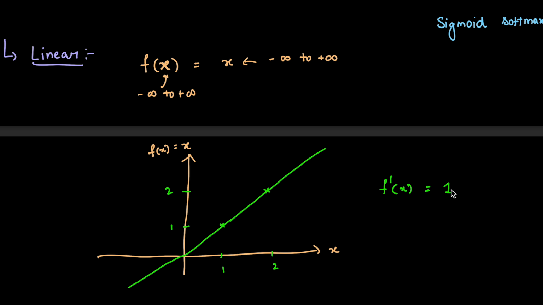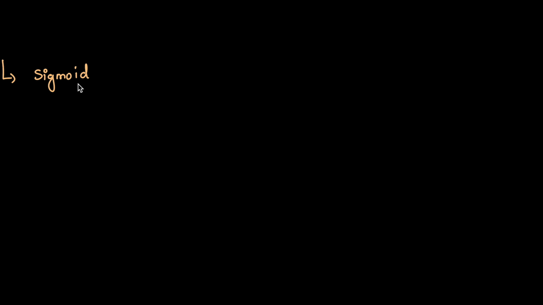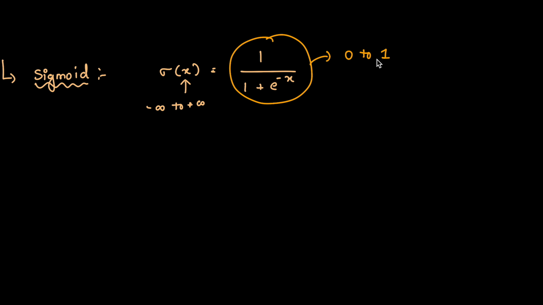Then we have the sigmoid activation function, which is used for binary classification problems in the output layer. Sigmoid can be represented using this symbol, and the formula is 1 by 1 plus e power minus x. Here we can pass any input, from minus infinity to plus infinity, but the output we get will be in the range of 0 to 1. It will always be in the range 0 to 1, whatever input we pass.